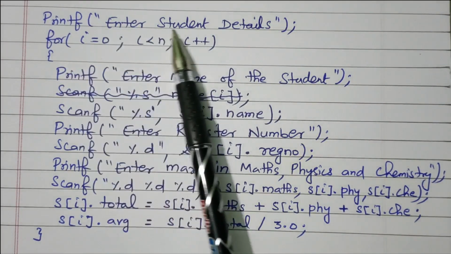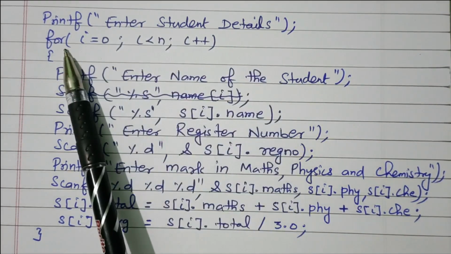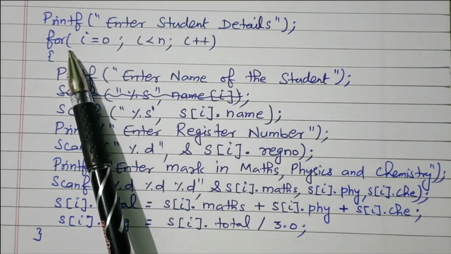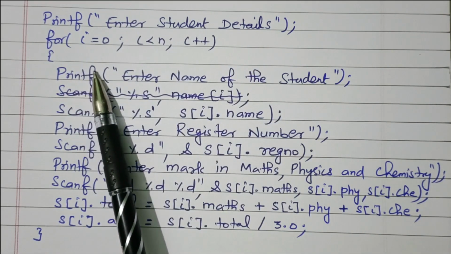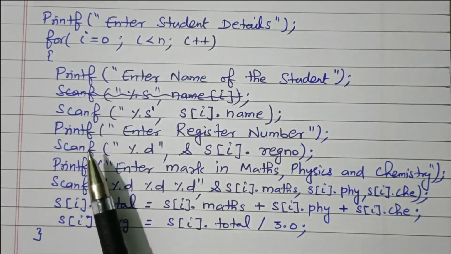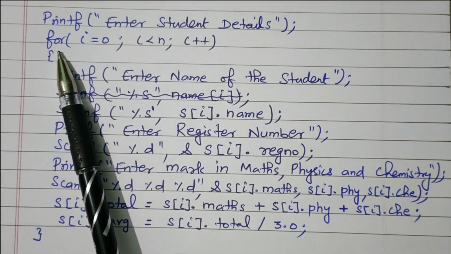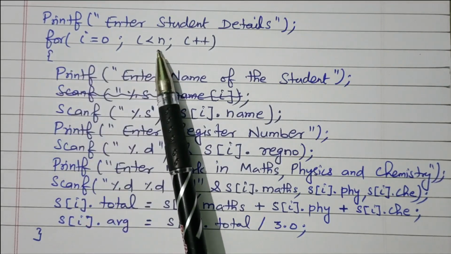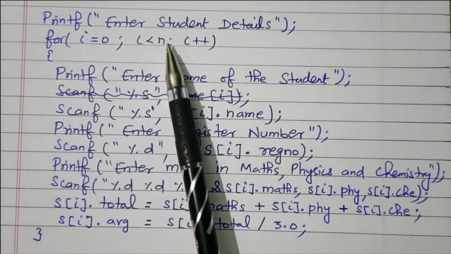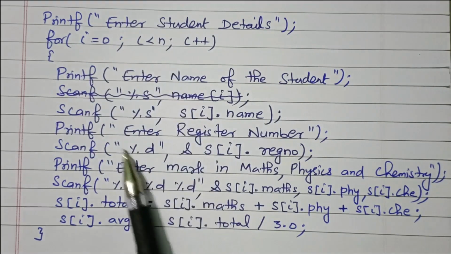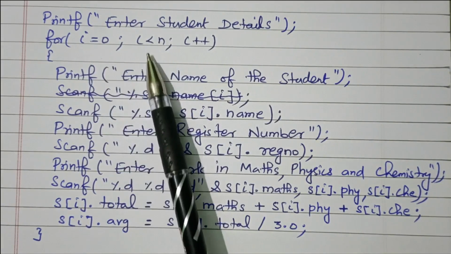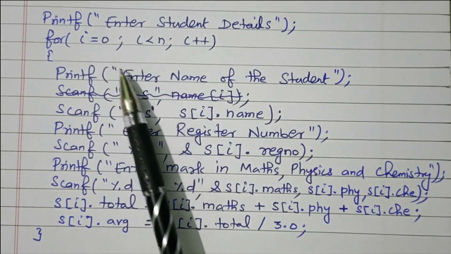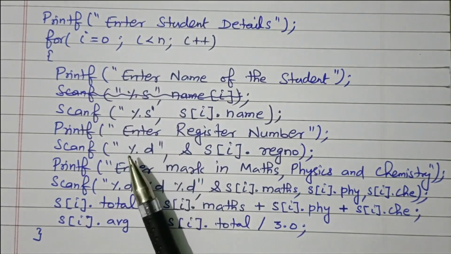Printf "enter student details". For that we open the loop, because we can repeatedly get the details. For 5 students, the same process is repeated 5 times. So we open the for loop. For i equal to 0, i less than n. Suppose n equal to 5, this loop will be executed 5 times. i equal to 0, 1, 2, 3, 4. 5 means invalid. So 0 to 4, 5 times it will be executed.